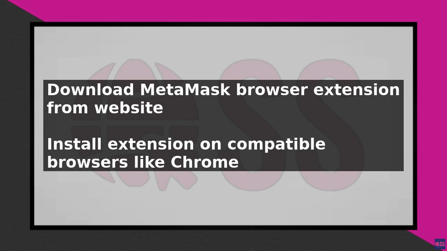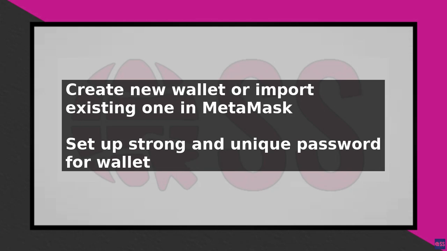First, you need to download and install the MetaMask browser extension. To do this, open your web browser and navigate to the MetaMask website. Click on the Add to Browser button. Then select the browser you are using. Follow the prompts to install the extension. Once the installation is complete, you will see the MetaMask icon in your browser toolbar. Click on this icon to open the MetaMask wallet.